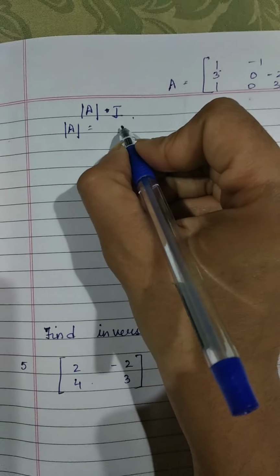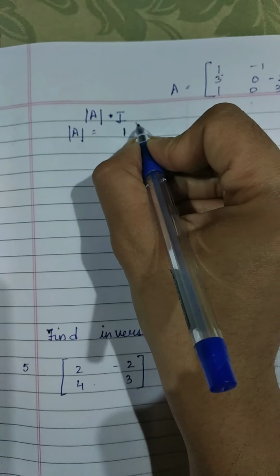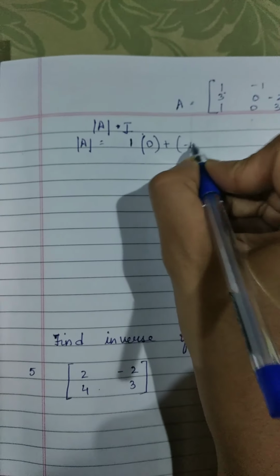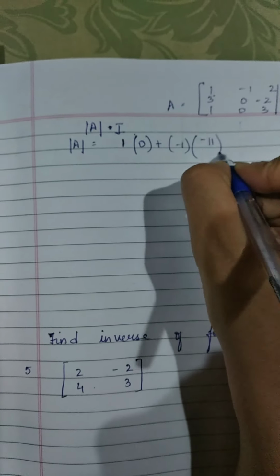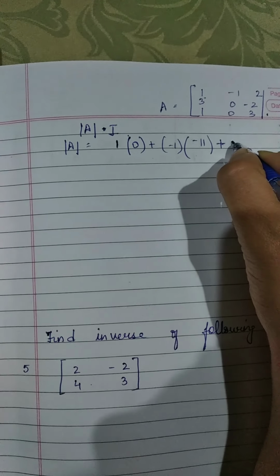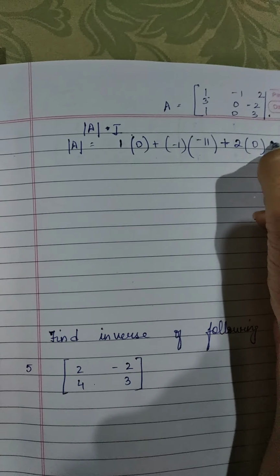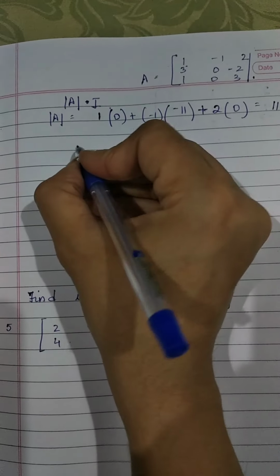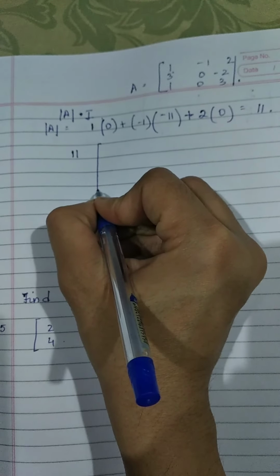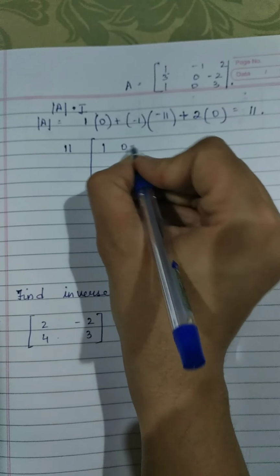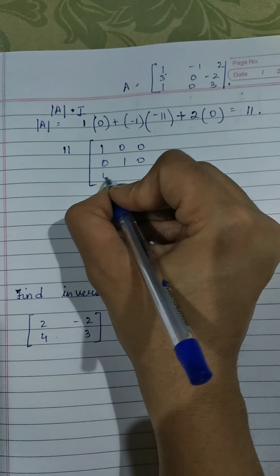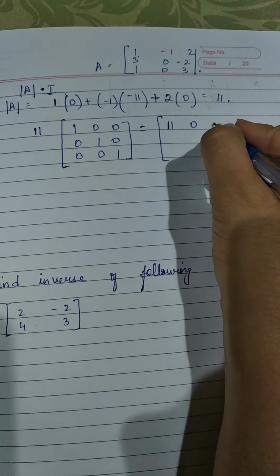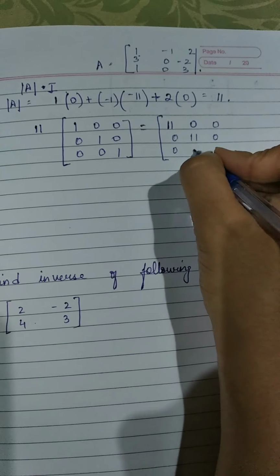If I expand across R1, it will be A11 into C11. And C11 is 0 plus minus 1 into minus 11 plus 2 into 0. So the determinant is 11. Right? So determinant value is 11. If we multiply this 11 with identity matrix 1 0 0 0 1 0 0 0 1, what do we get? Scalar multiplication, 11 0 0 0 11 0 0 0 11.